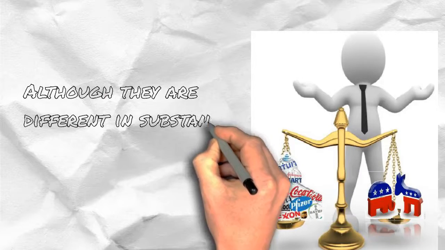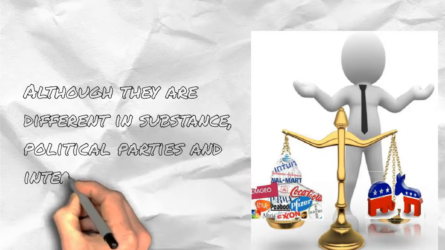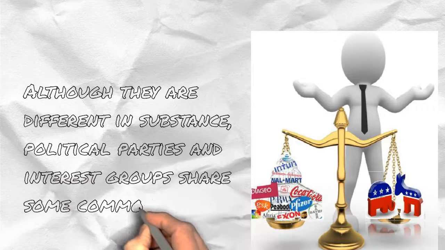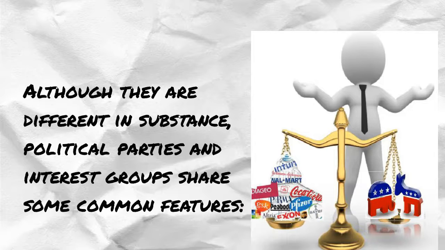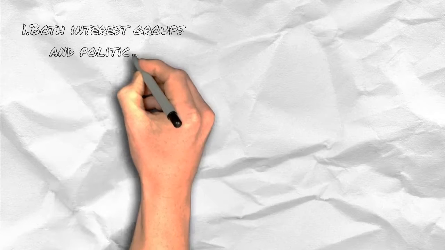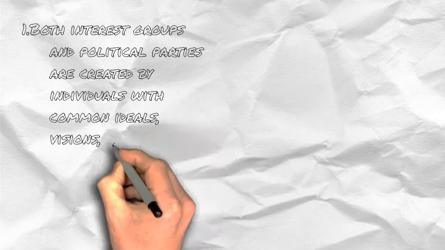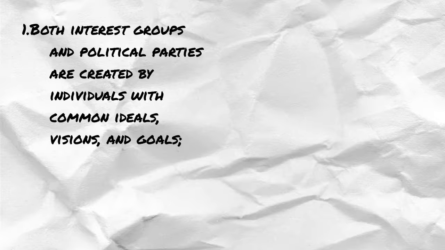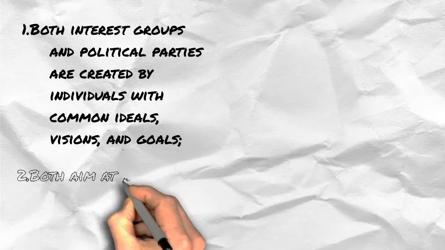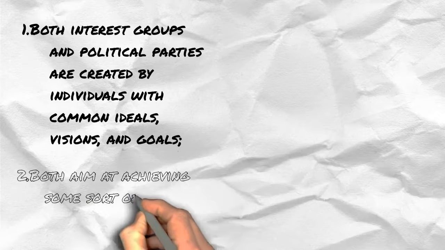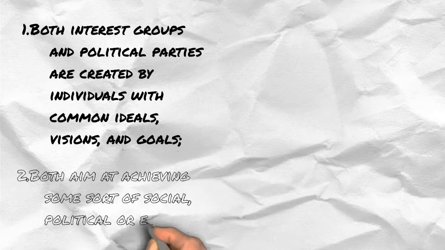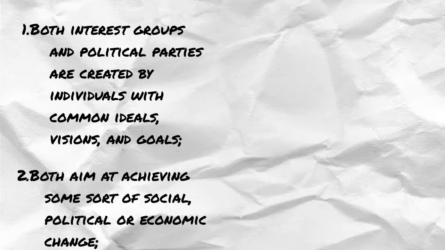Although they're different in substance, political parties and interest groups share some common features. First, both interest groups and political parties are created by individuals with common ideals, visions, and goals. Second, both aim at achieving some sort of social, political, or economic change.